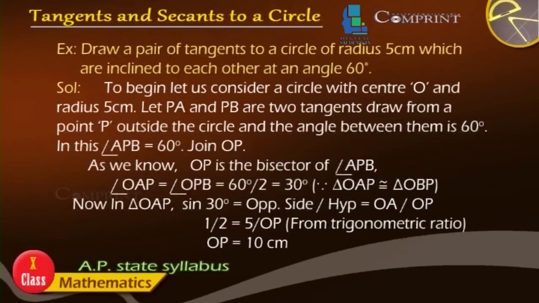Join OP. As we know, OP is the bisector of angle APB. Angle OPA is equal to angle OPB is equal to 60 degrees by 2, which is equal to 30 degrees, since triangle OAP is congruent to triangle OBP. Now in triangle OAP, sin 30 degrees is equal to opposite side by hypotenuse, which is OA by OP. Half is equal to 5 by OP, from trigonometric ratio. OP is equal to 10 centimeters.